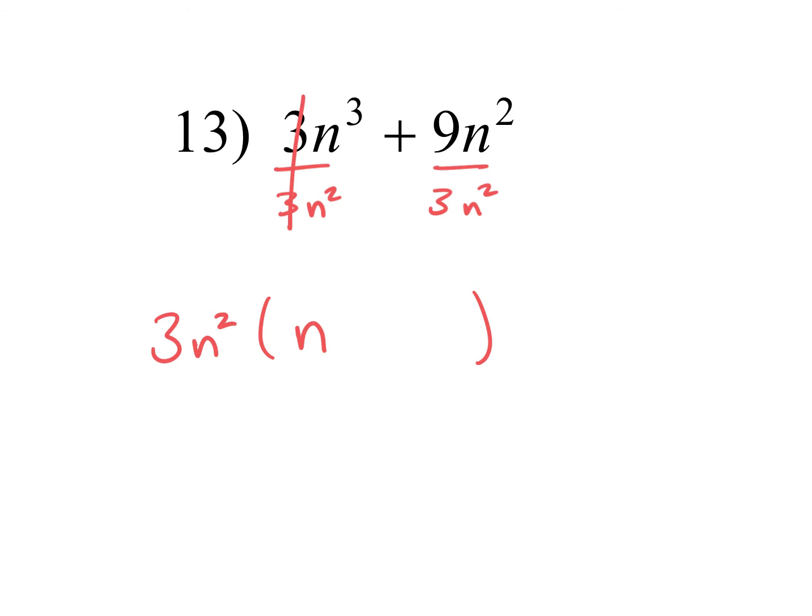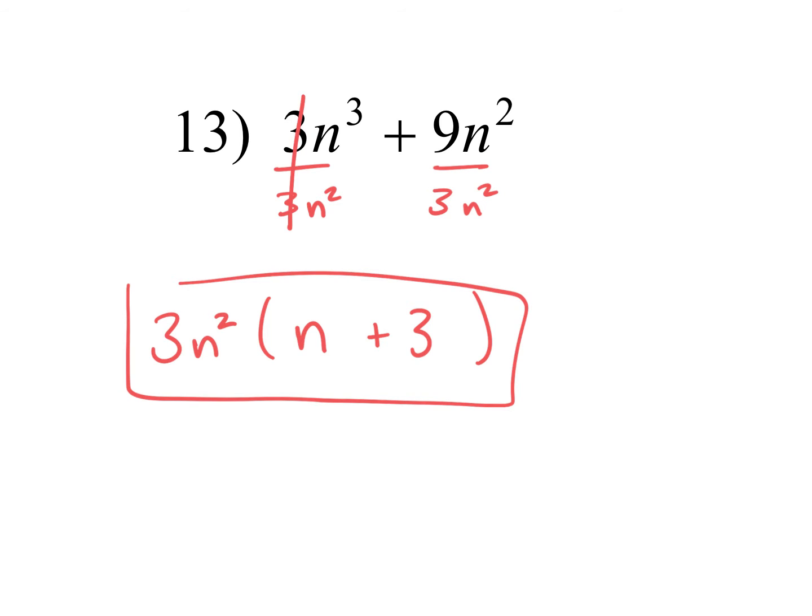1. What's 9 divided by 3? 3. And if I have 2 n's and I take 2 away, how many am I left with? None. So this is my answer: 3n squared times n plus 3. So whatever you take out goes to the outside, and then divide it out, and that's what stays on the inside.